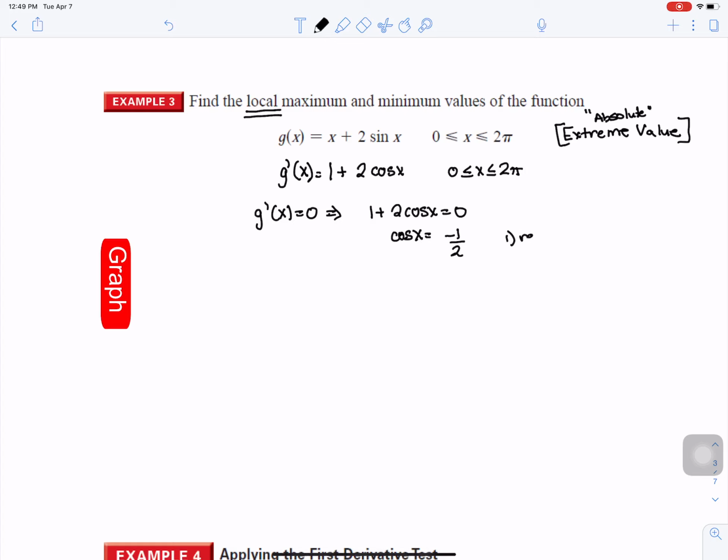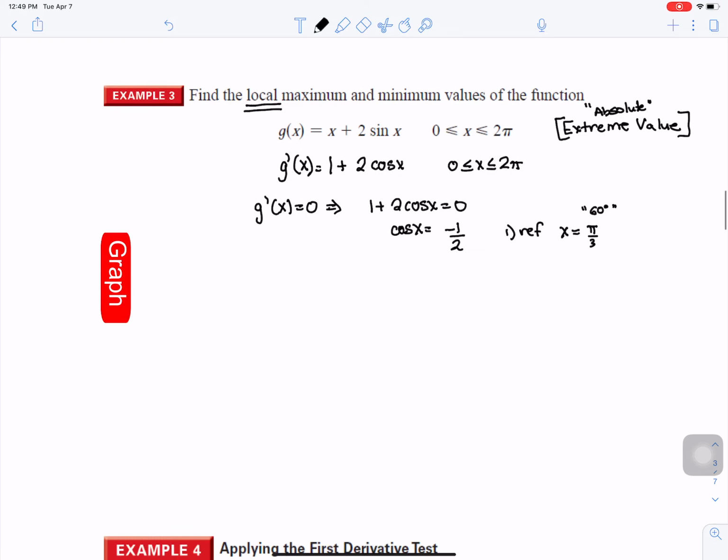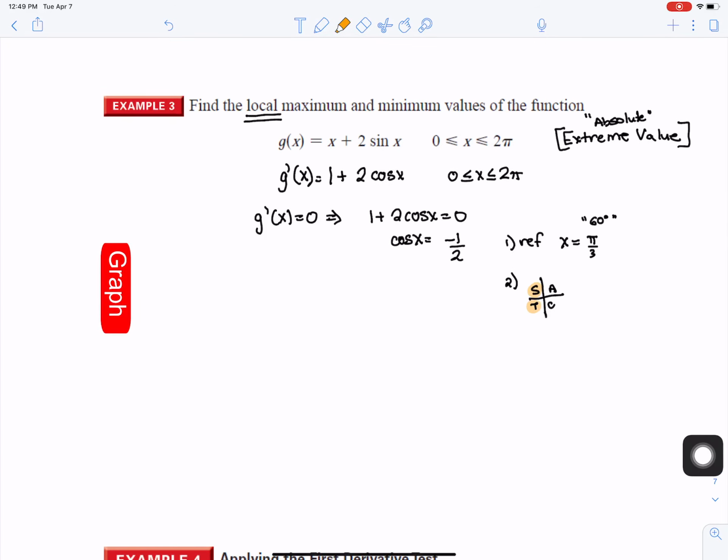So first I need my reference angle in radians. For the reference angle where cosine equals 1/2, you can use your finger trick or your hand trick or your unit circle. So you'll know that at pi over 3, which is 60 degrees, the cosine value is 1/2. Second, we're going to do our CAST rule to figure out what quadrants cosine is negative in. It'll be negative here and here.